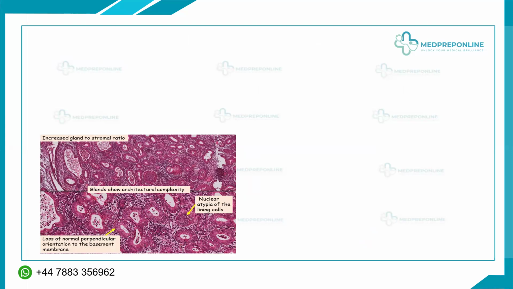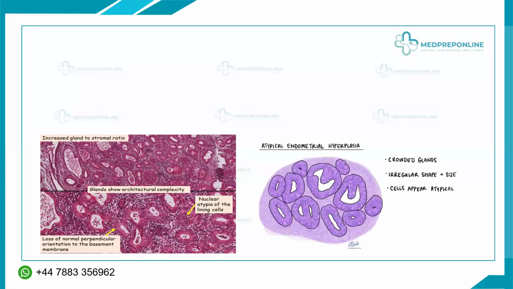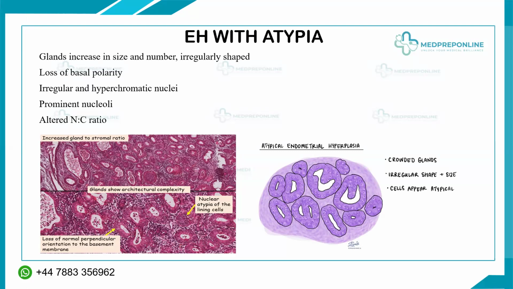Whatever cells are lining the glands have undergone atypia. And you will see again, they have crowded glands, irregular shapes and sizes, but here the cells, most importantly, the cells which are lining the epithelium, you can see this loss of polarity, the nuclei are again irregularly shaped, and they have gone atypical changes.